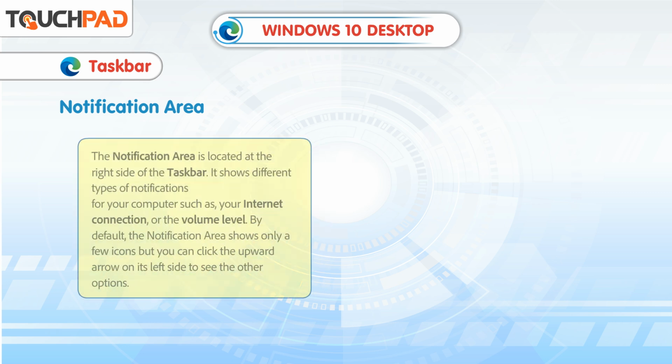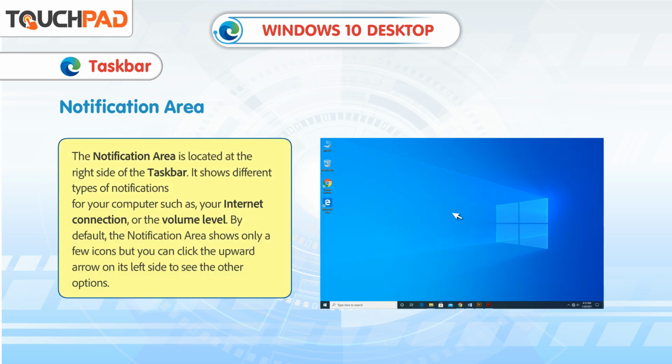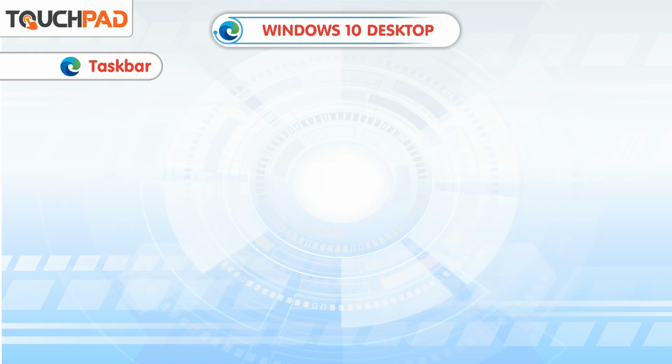Notification area. The notification area is located at the right side of the taskbar. It shows different types of notifications for your computer, such as your internet connection or the volume level. By default, the notification area shows only a few icons, but you can click the upward arrow on its left side to see the other options.